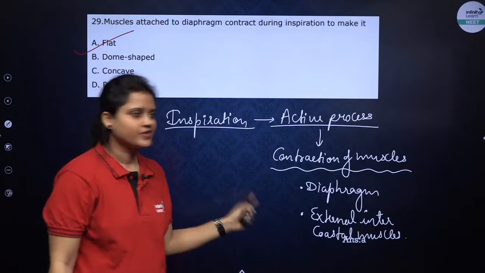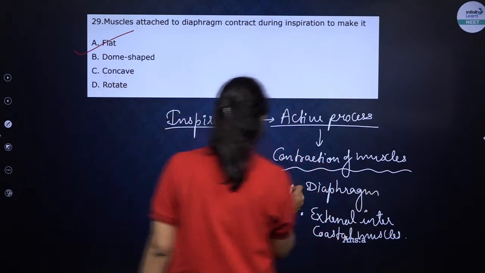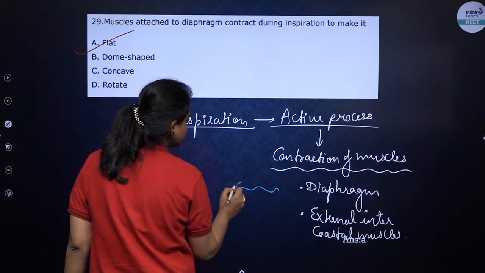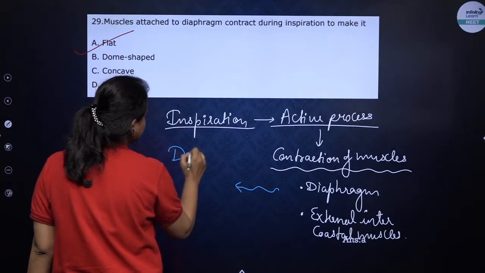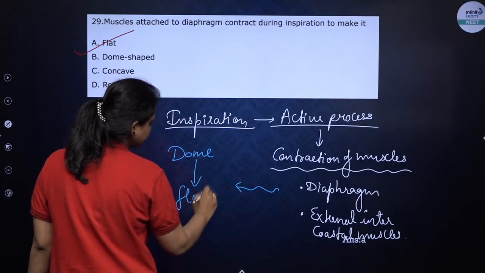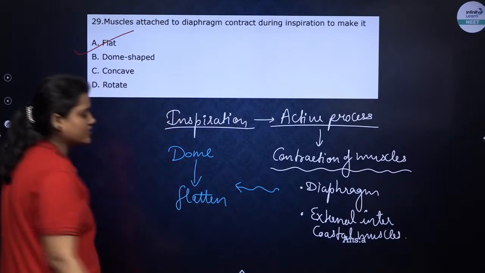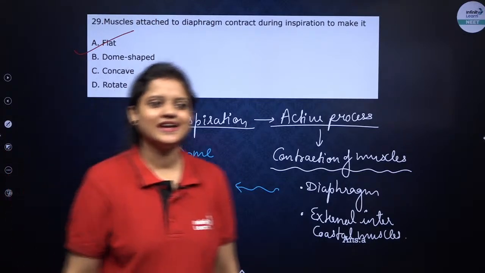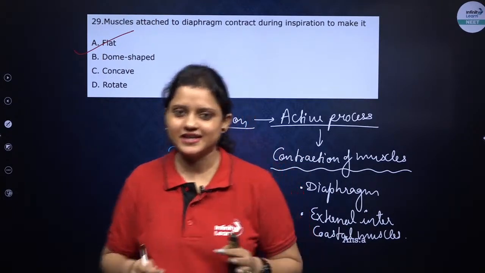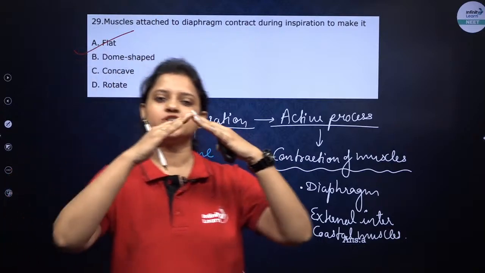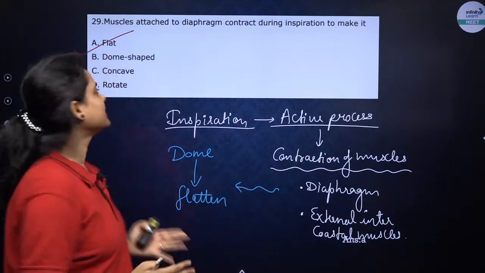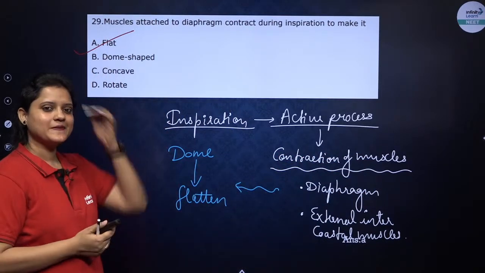I told you what will happen to diaphragm. Let's write it down. Due to its contraction, the initially dome shaped diaphragm will flatten because of its contraction. Okay, write it down. Correct option is A. मैंने इतने अच्छे से समझाया. Now hope this is clear in your mind. The diaphragm will be dome shaped initially, but due to contraction it will flatten. So correct option will be A. Okay.